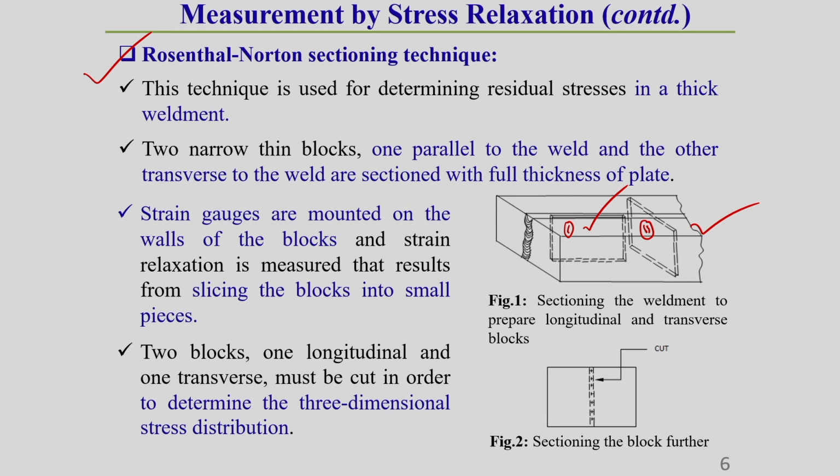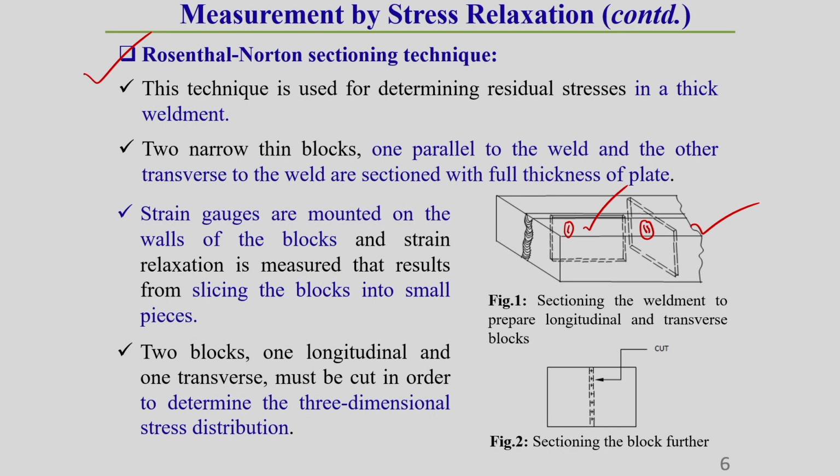So, after removing these 2 blocks, over the surface of this thin block we have to insert the strain gauge. That means once we cut it out, at that time we have to put the strain gauge over the surface of this thin block. So, strain gauges are mounted on the wall of this block and strain relaxation is measured. Generally, this strain relaxation results from the slicing of the block into small pieces. So, first of all we have to insert the strain gauge over that.